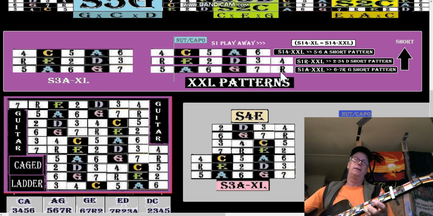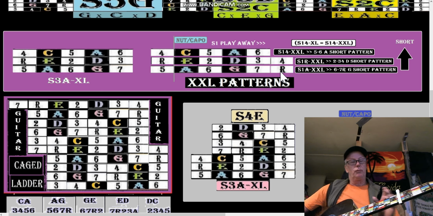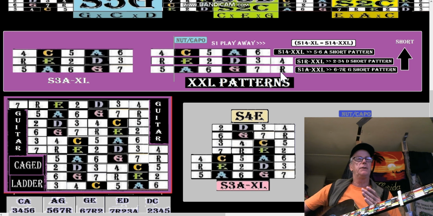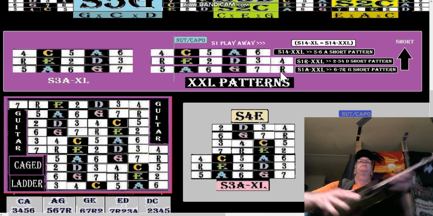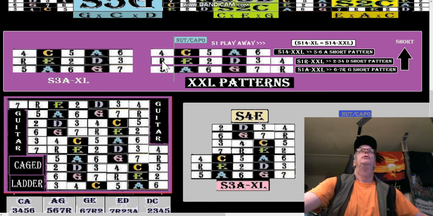Just like that. We took it right into the next string shape. We just played away from that fret nut, and instead of doing the long pattern, we went right into the G string shape from there. And similarly with the root string shape.